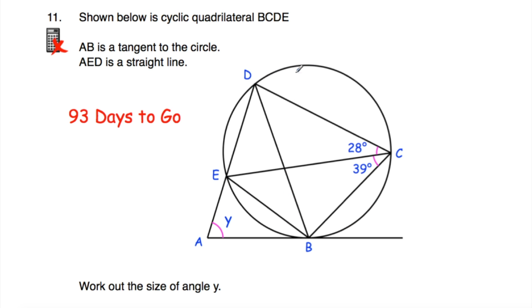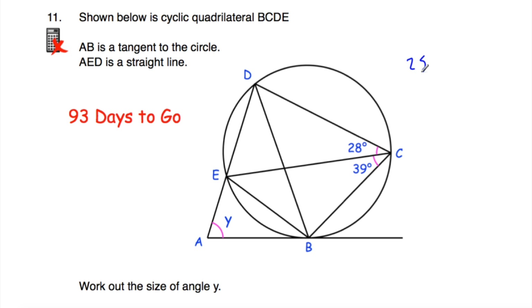So question number 11 is a circle theorems question. We're told that BCDE is a cyclic quadrilateral, and we're told that AB is a tangent to the circle, and that AED is a straight line. And we've been asked to find the size of this angle Y. So the first thing I notice here, if we add together 28 degrees and 39 degrees, we can find the size of this angle, and then we can take that away from 180 to find the size of this angle over here.